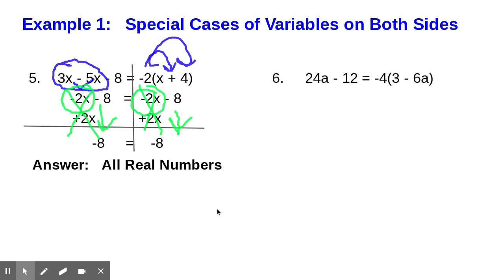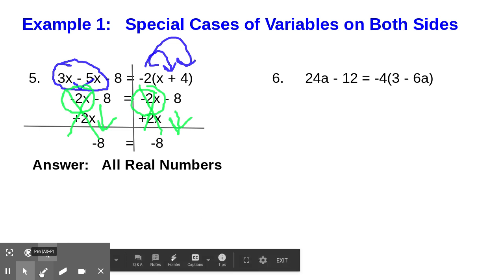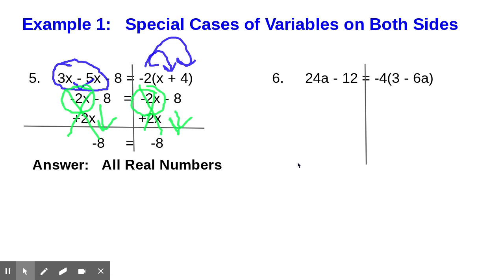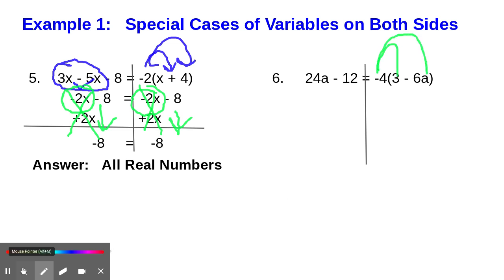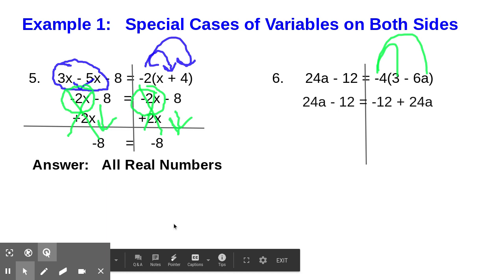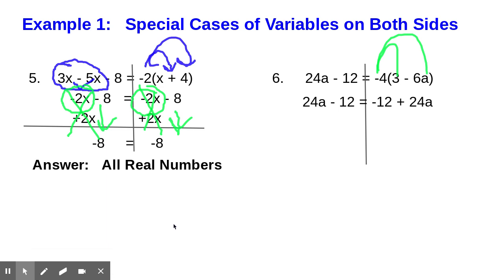All right, so I have 24a minus 12 equals -4 parentheses 3 minus 6a. First step, draw your line going down. Let's distribute. So when we distribute, we're taking the -4 over. We're taking -4 times 3 and -4 times -6. When I do that, on my left side, I have 24a minus 12. And on my right, I have -12 plus 24a.